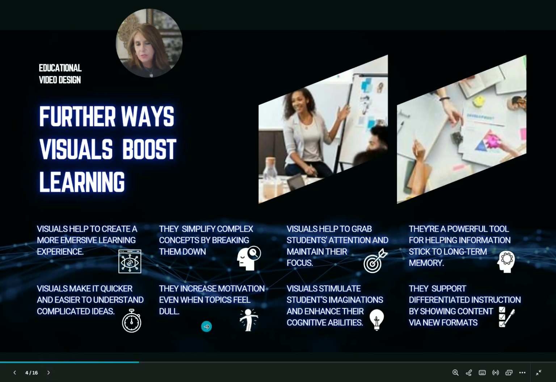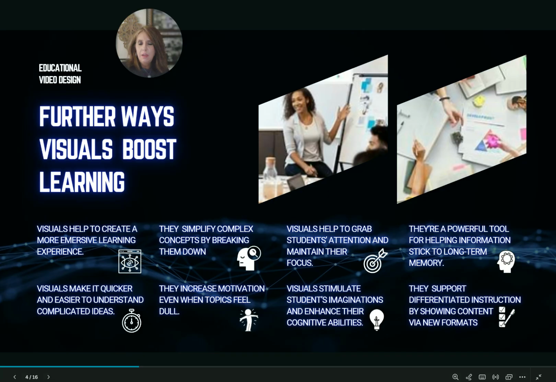These are further ways that visuals can boost your learning. Number 1, visuals help to create a more immersive learning experience. It just makes it more interesting. Number 2, visuals simplify complex concepts by breaking them down. Number 3, visuals help to grab students' attention and maintain their focus. 4, visuals are a powerful tool for helping information stick to long-term memory. Visuals also make it quicker and easier to understand complicated ideas.